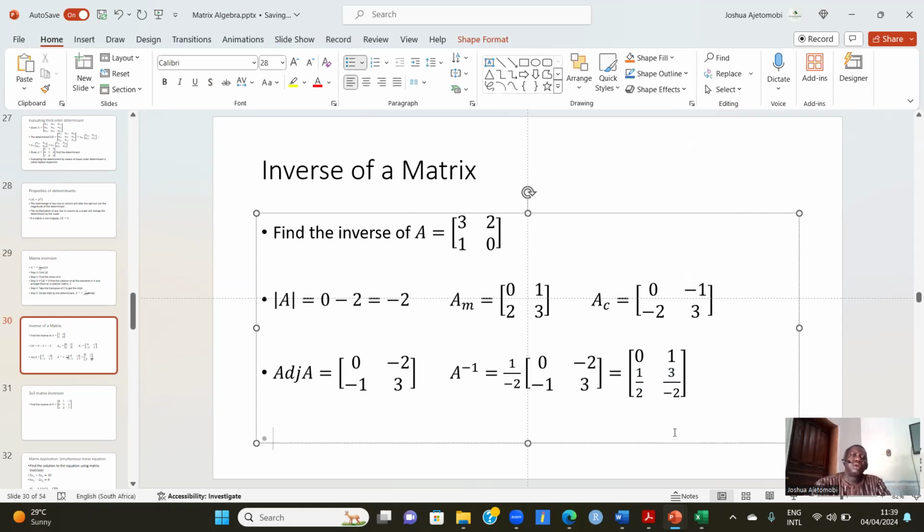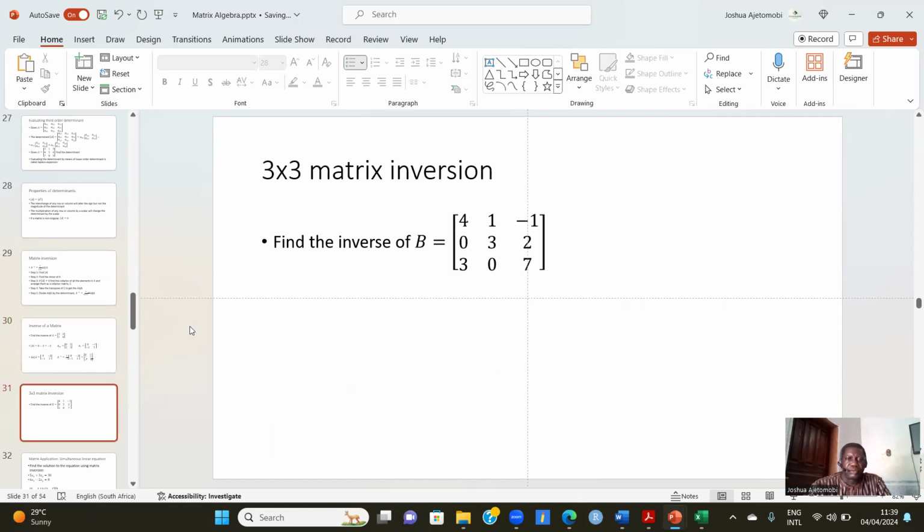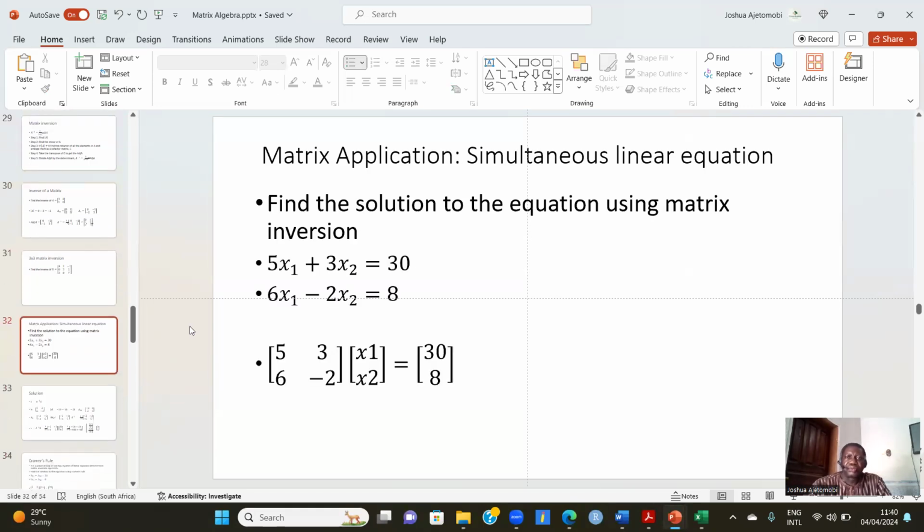Good. So that's how to calculate the inverse of a matrix. So try to get the inverse of this 3x3 matrix and work it out and see whether you'll be able to get the answer. Just follow the procedure. So let's quickly look at matrix application.